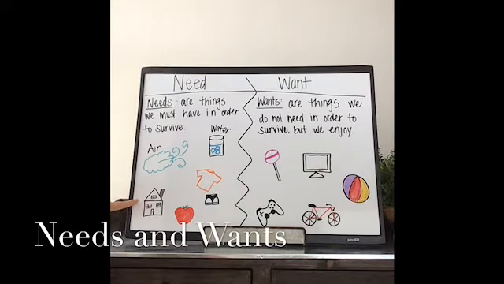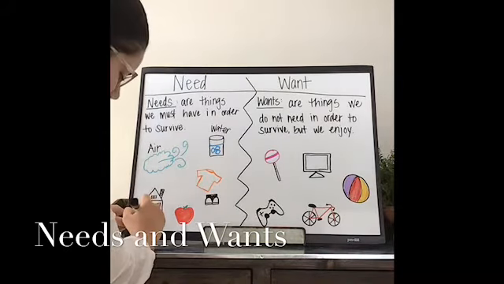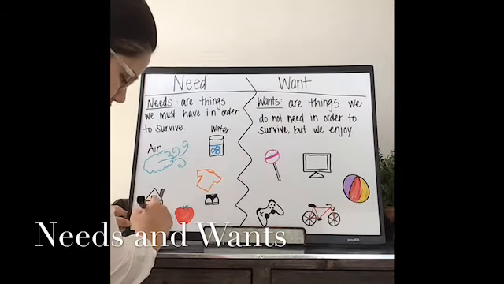Now, what about this picture down here? What do you think this is a picture of? A house. Good job. We need shelter. A house protects us and it keeps us safe. It covers us. So when it's raining or there's a bad storm outside, or maybe it's very windy, we can take shelter in our homes. So we need shelter to survive. We cannot live without shelter.